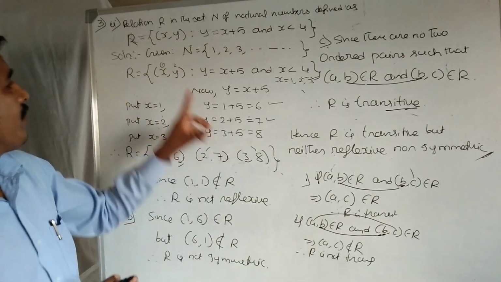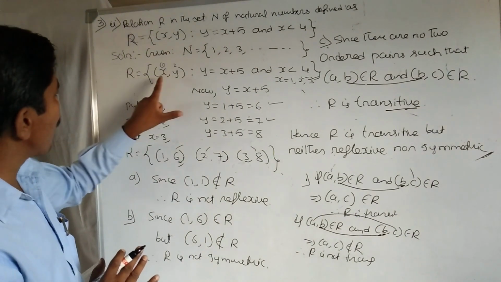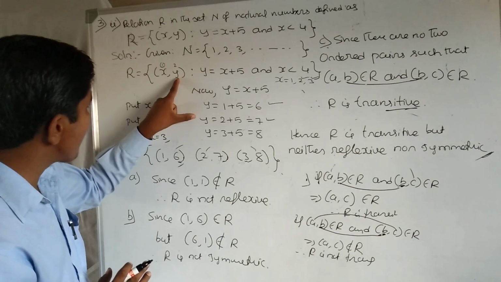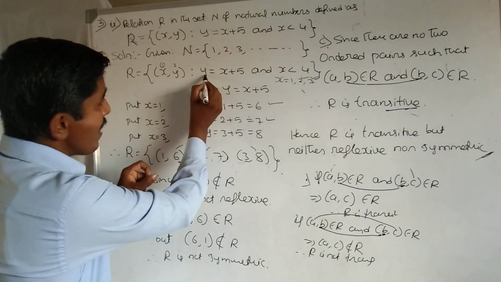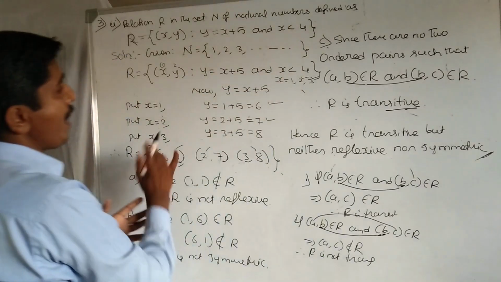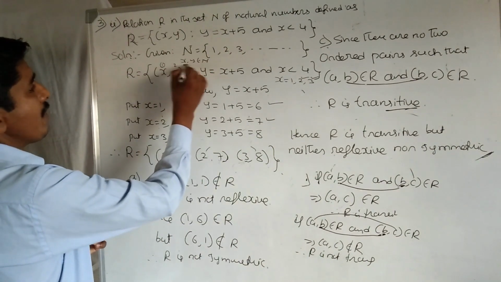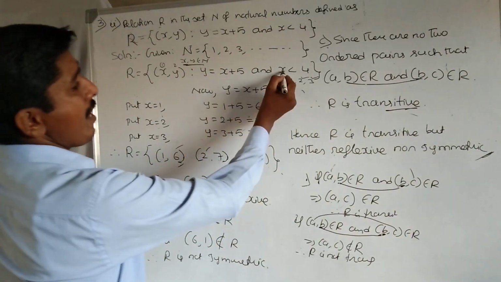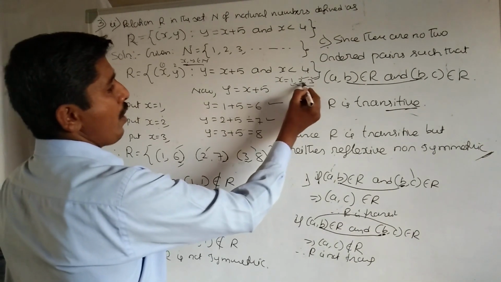Easy problem, mind it. Here is the given set, the set of natural numbers. Here R equals {(x, y) such that y = x + 5, and x < 4}, meaning y is greater than x by 5. Both x and y belong to N, the set of natural numbers. Here x is less than 4 means only 3 natural numbers: 1, 2, 3.